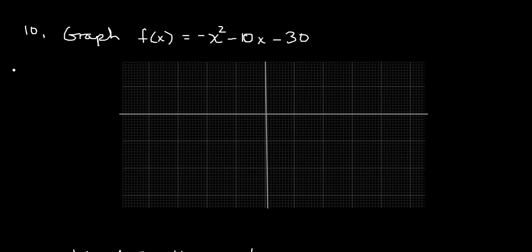So here we go. Let's graph it. So we get the x-coordinate. It's negative b over 2 times a, so it's going to be 10 over 2 times a. So it's going to be negative 5. And your y-coordinate is, if you put the negative 5 in here, so it's going to be negative 25 times negative 10 times negative 5 minus 30. Your y-coordinate ends up being negative 5 as well. Wow, negative 5, negative 5.